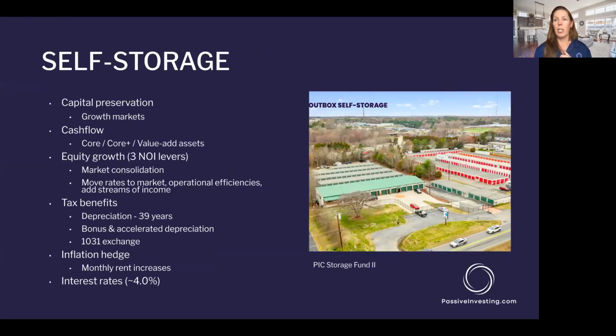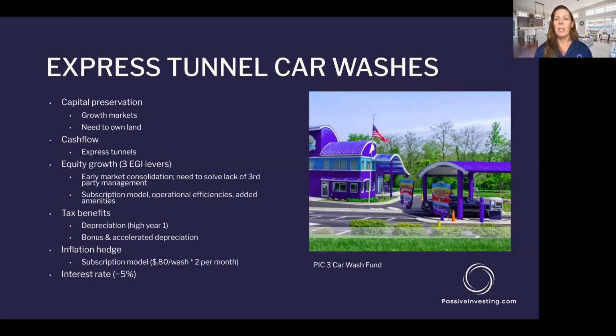Self-storage: good capital preservation, good cash flow. You can pull all 3 net operating income levers. There's still a great opportunity for market consolidation. This is still a pretty young asset class. We get great tax benefits with it. Our inflation hedge is we can actually move the income on a monthly basis, and we're still seeing really good interest rates and fixed interest rates in this environment.